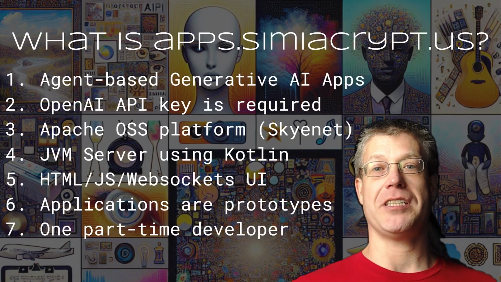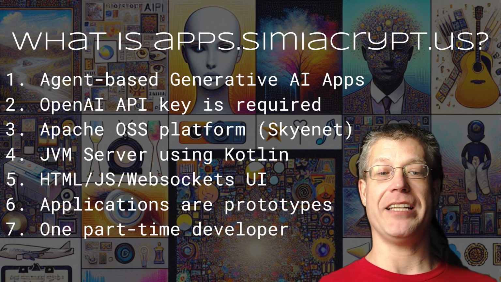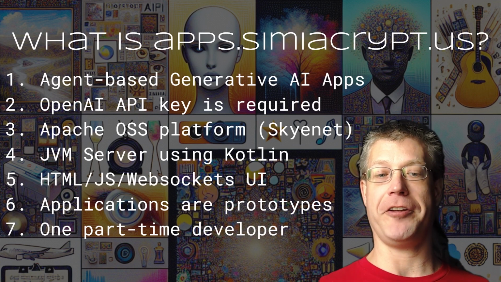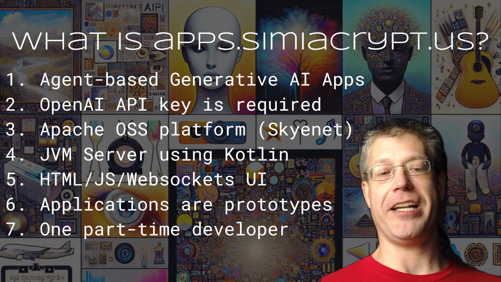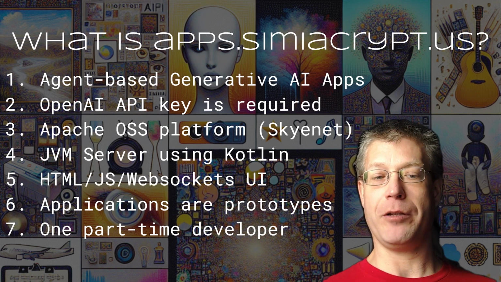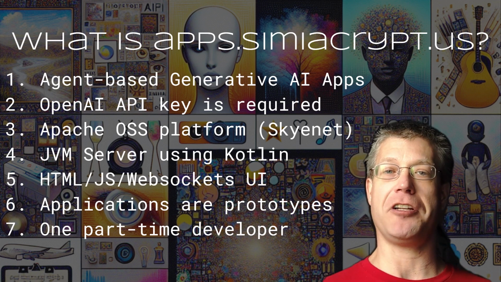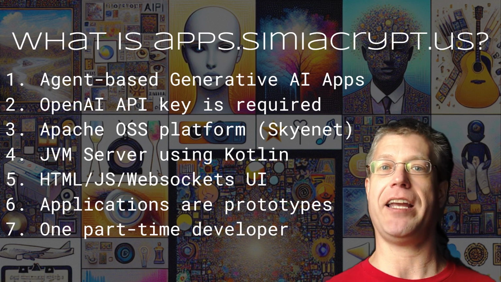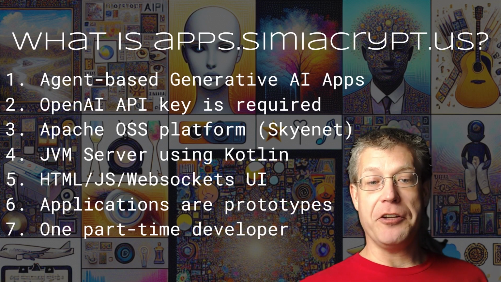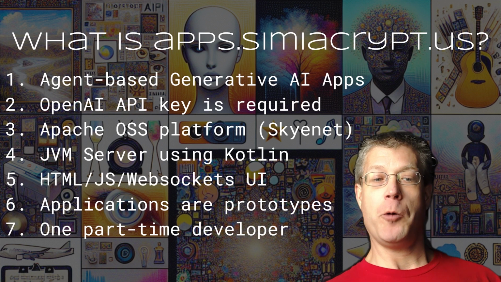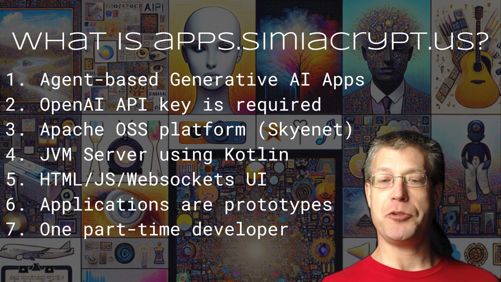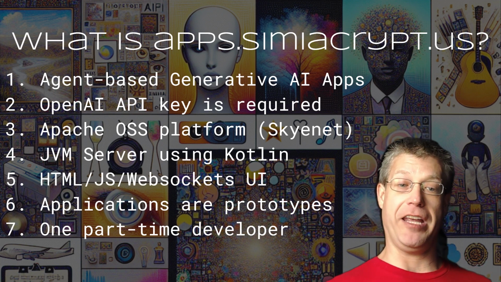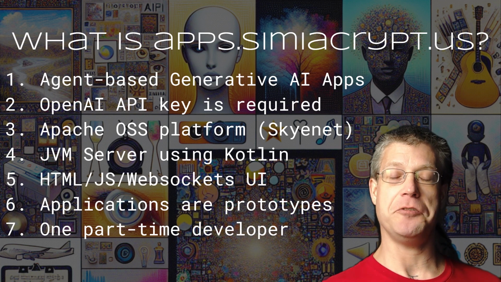What is apps.semiocryptus? It is a gallery of agent-based generative apps. These provide advanced content generation that builds on the capabilities of foundational generative models such as DALL-E and ChatGPT. In order to create new content, you'll need your own OpenAI API key, which we'll discuss in detail in the next video. You do not need a key to view content.